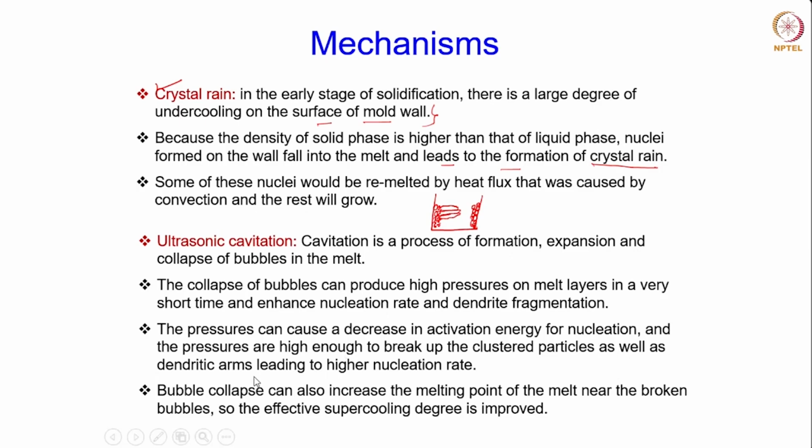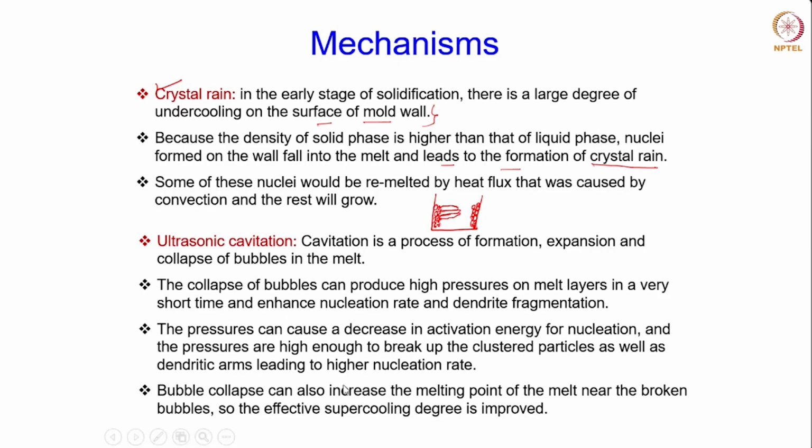And the pressure could be high enough to break up clustered particles as well as dendrite arms, leading to higher nucleation rate. So this is another effect that leads to a high nucleation rate, that is providing more and more particles for heterogeneous nucleation to occur, right? Due to the creation of such high pressures. And bubble collapse can also increase the melting point of the melt near the broken bubbles, and therefore the effective supercooling degree is also improved.